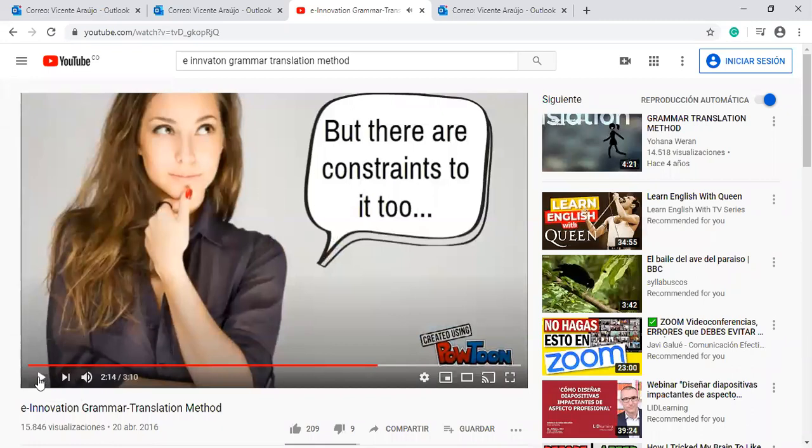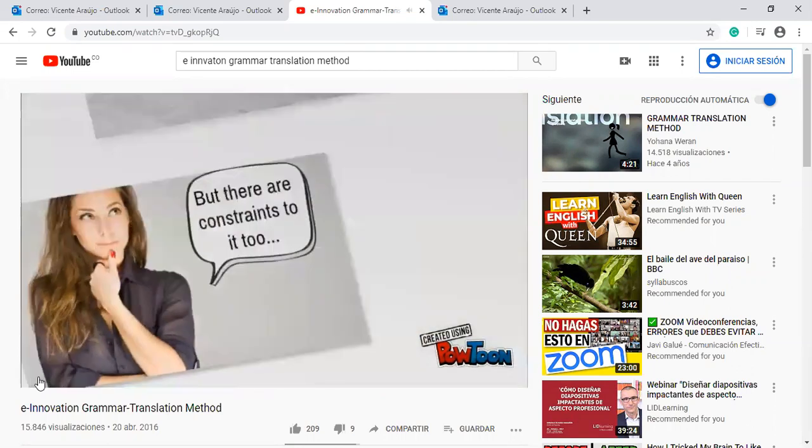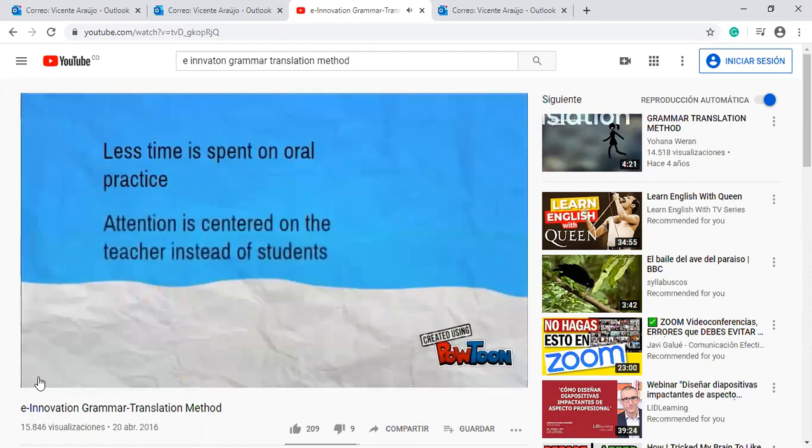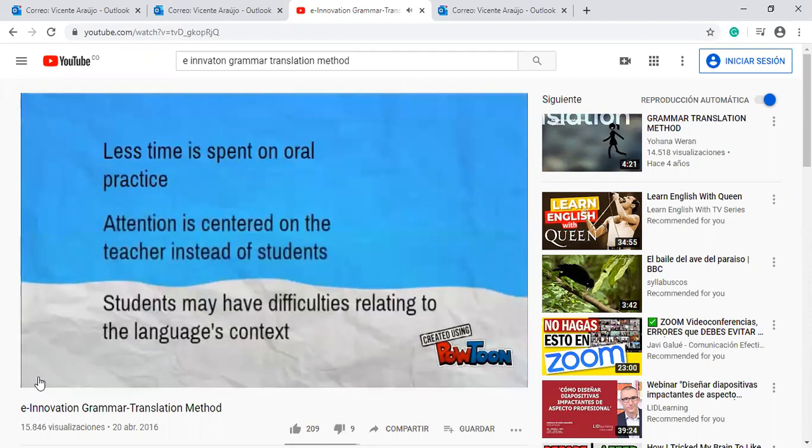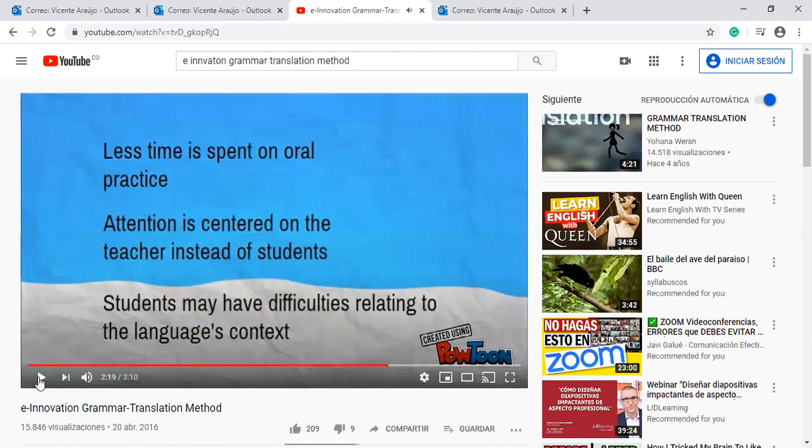But there are constraints to it. Constraints are limitations. Less time is spent on oral practice. No oral communication in class. Attention is centered on the teacher instead of students. Students may have difficulties relating to the language context.